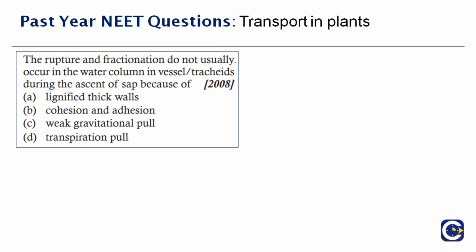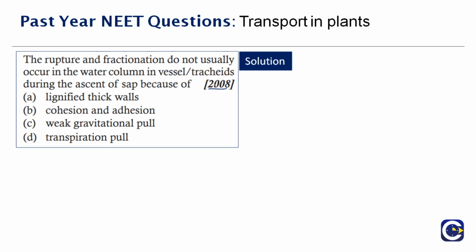Next question here. This question was asked in the year 2008. The rupture and fractionation do not usually occur in the water column in vessel or tracheids during the ascent of sap because of dash. See, you need to understand the question here, otherwise you will not be able to answer here. Rupture, it is breakdown. Fractionation, it's once again a kind of breakdown. It does not usually occur in the water column in vessel.